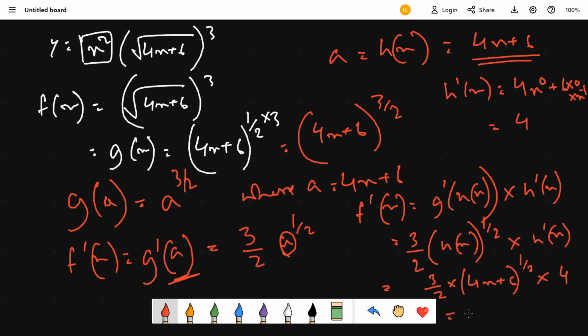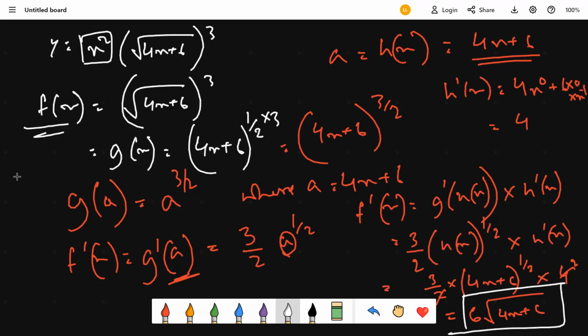That means we have a 4 here. So simply this 2 and 4 get cancelled out. We have a 2 here. So 2 times 3 is 6, 6 times this half, we can simply write it as root 4x plus 6. So this is our final value for f prime of x, which is 6 root 4x plus 6. That's our differentiated value, using our chain rule. That was our first portion.